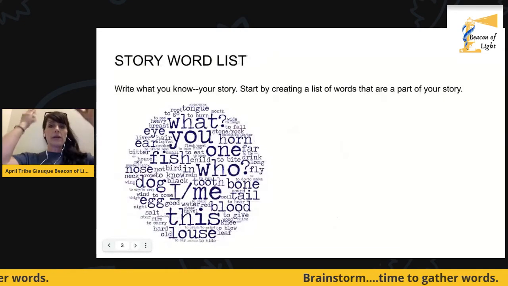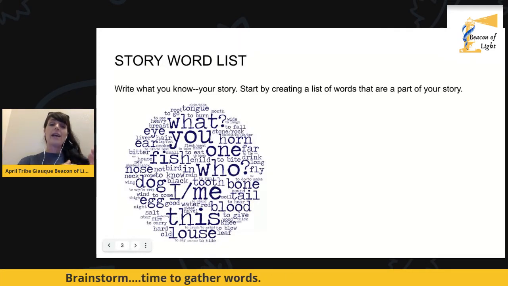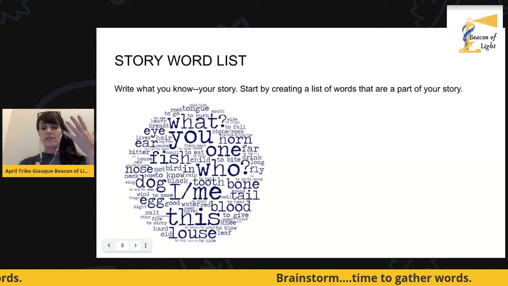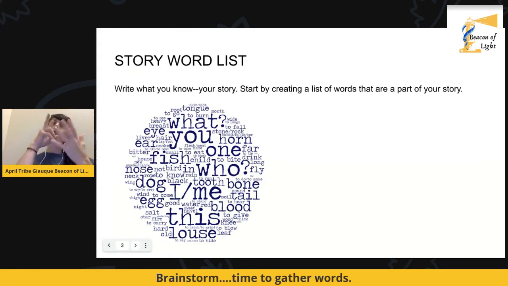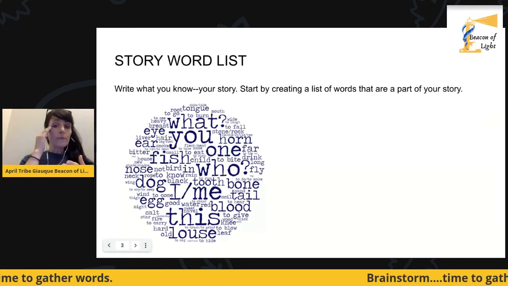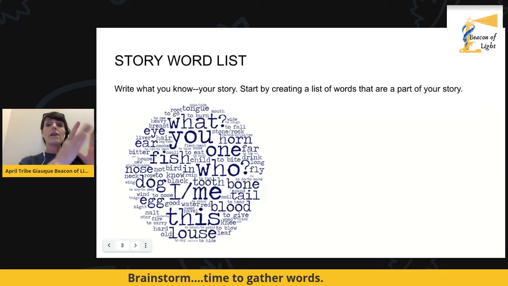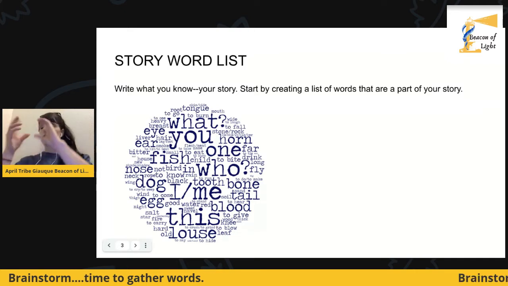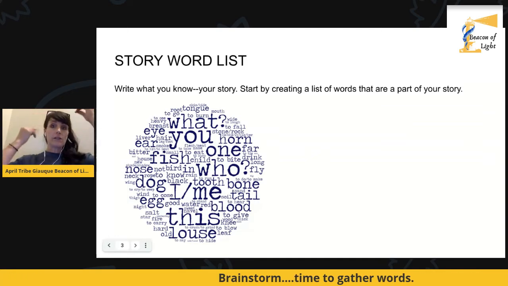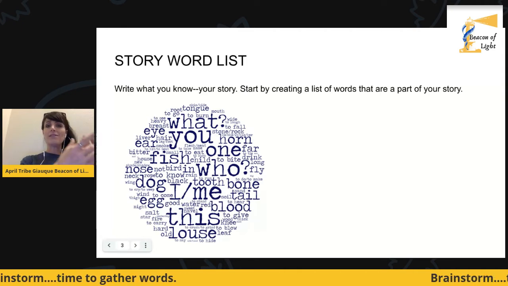Now that your brain is starting to think about lots of words, you go to the story word list. You have an idea of what you want to write, picking maybe 4, 5, 10 stories. Look through those and think, okay, I want to focus on this. Write what you know, and that is your story. Now you start to create a list of words that are part of that story. The first part was just warming up words, like stretching exercises. Now that your mind is flowing with words, you pick the words that match the story you want to write.